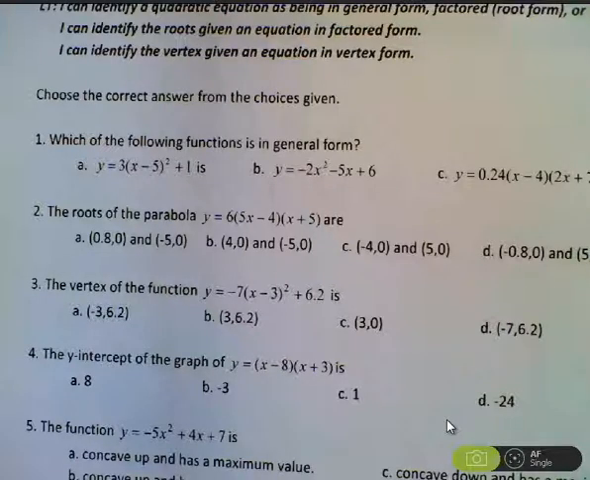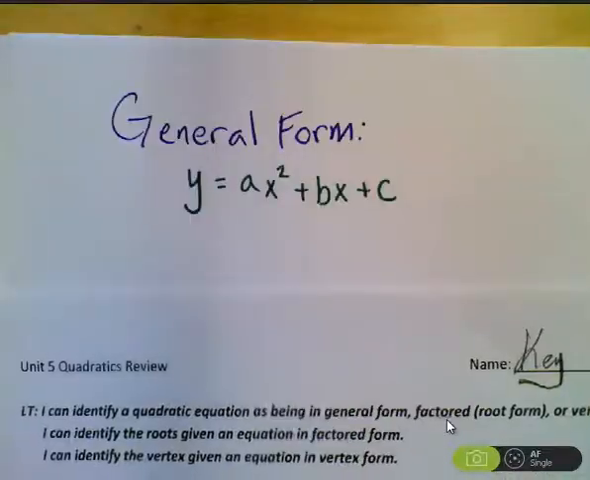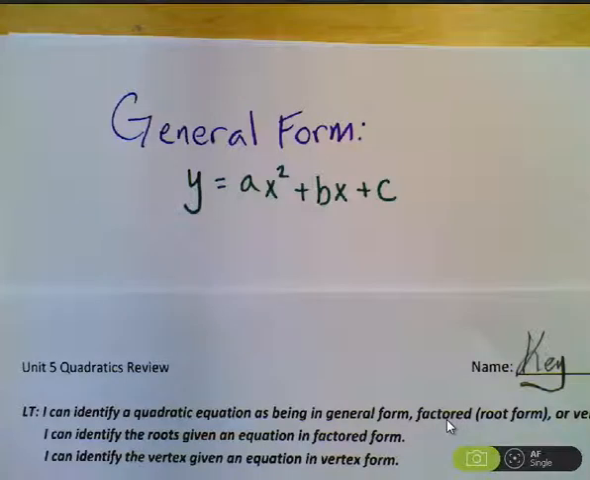I'm going to be doing problems 1, 2, and 3 on the Unit 5 Quadratics Review. So let's get started by looking at number 1. Number 1 says, which of the following functions is in general form? Well, in order to do this problem, we have to know what general form is. So let's look at general form. General form is y equals some number times x squared plus some number times x plus another number.